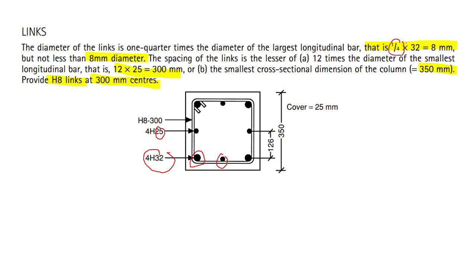According to the code, it should be 1/4 of the maximum size of your main bar. Main bar maximum is 32, so that is 8 millimeters. Okay, so we can use 8. The code says it should be not less than 8 millimeters. Okay, so how about the spacing?